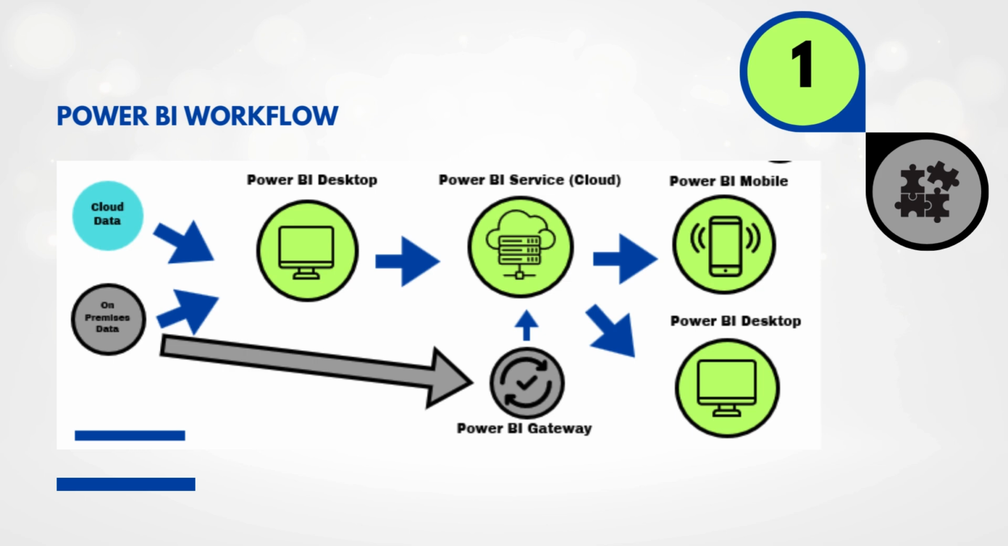After your report is ready, you publish it to the Power BI service. This moves your report to the cloud, where it becomes accessible to your team and can be shared, refreshed, and managed more easily. Now, here is an important part of the workflow. If your report uses on-premises data sources, you will need a Power BI gateway. The gateway acts as a secure bridge between your local data and the Power BI service, allowing your reports and dashboards to refresh automatically without manually uploading new files.